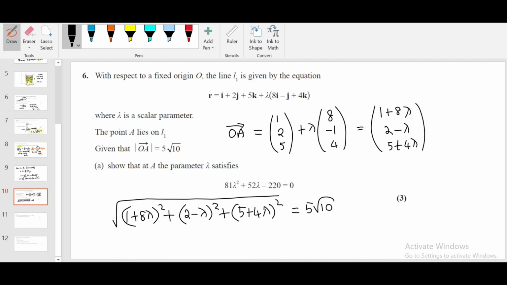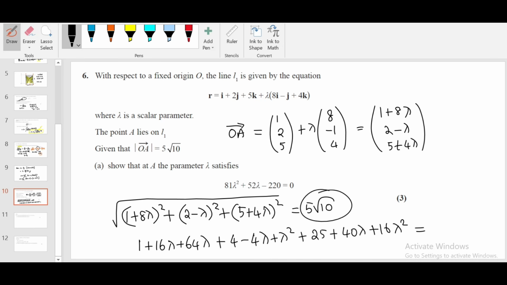So when you square both sides and open the brackets, using a square plus 2ab plus b square, a square minus 2ab plus b square, a square plus 2ab, 5 4s are 20, 40 lambda plus b square. I have opened all the brackets, and it is equal to, square this also, because we are removing the square root on the left hand side. So 5 square is 25, square root of 10 whole square is 10, so you will get 250. Put everything on one side and simplify the like terms.